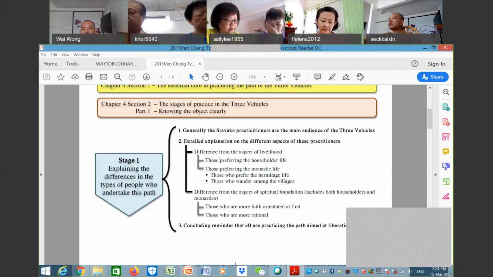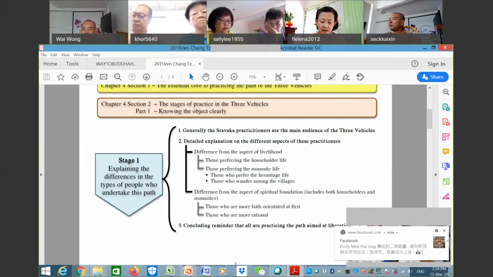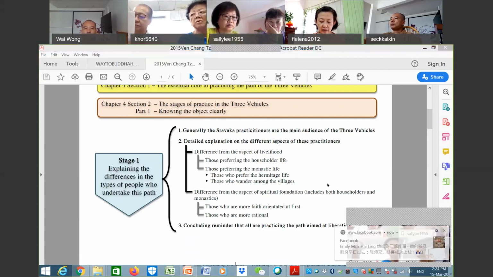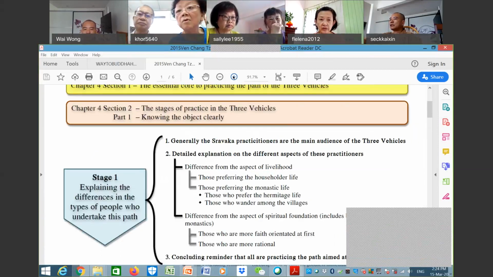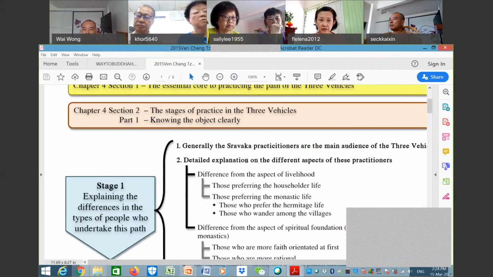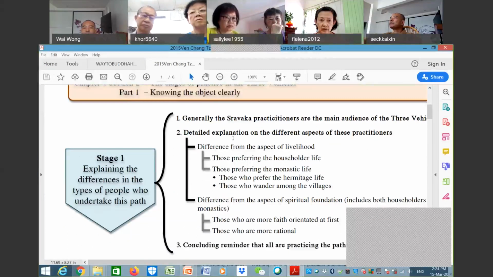Okay, differences from the aspect of livelihood. Those preferring the householder life. Let me make it bigger, so you can see clearly. Okay, differences from the aspect of livelihood: those preferring the household life and those preferring the monastic life. Okay, we have gone through this.